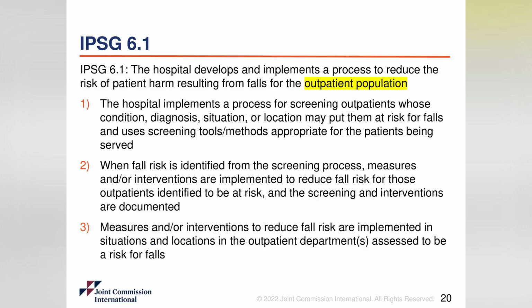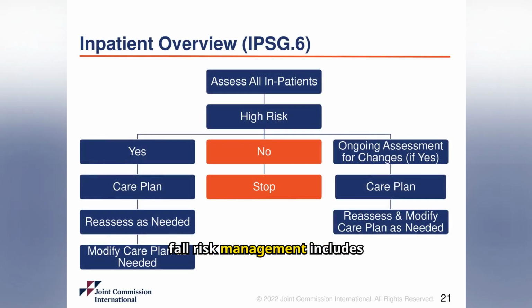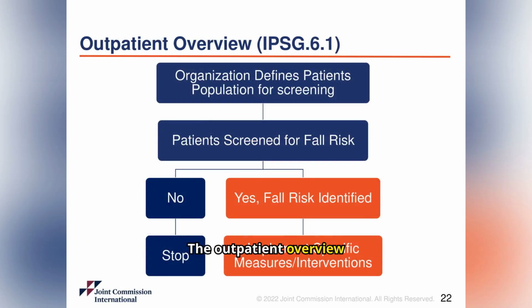The inpatient overview for fall risk management includes comprehensive assessments, care planning, and ongoing reassessment, ensuring patient safety through proactive interventions. The outpatient overview emphasizes defining patient populations for screening, implementing specific interventions for identified risks, and ensuring documentation aligns with organizational standards.